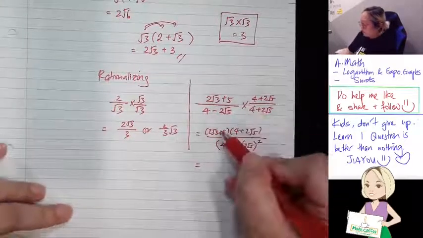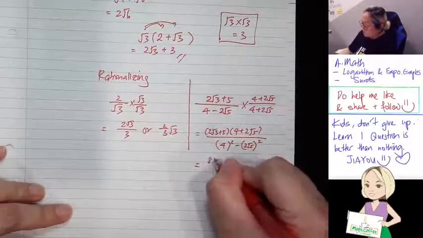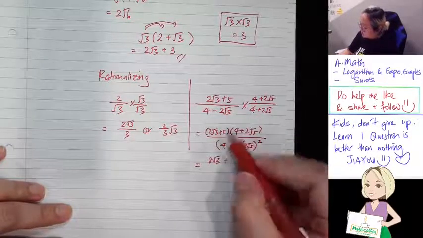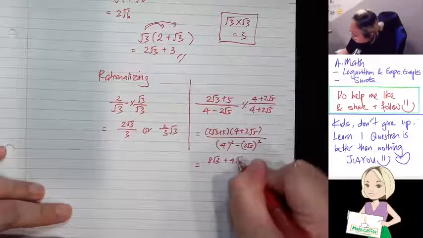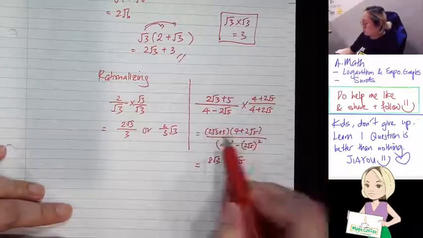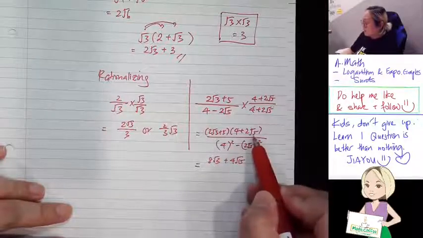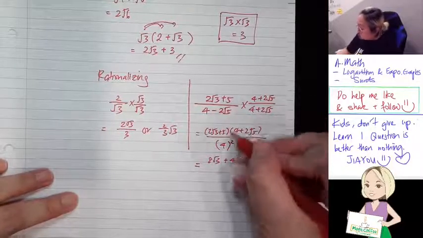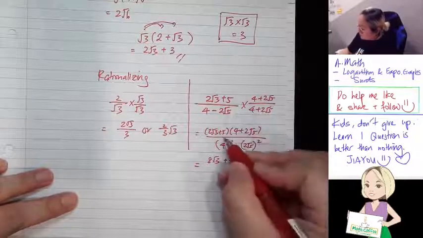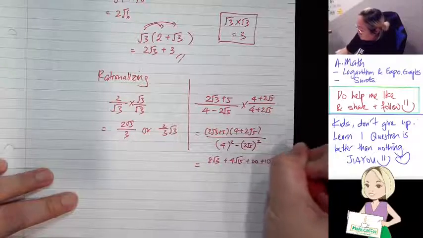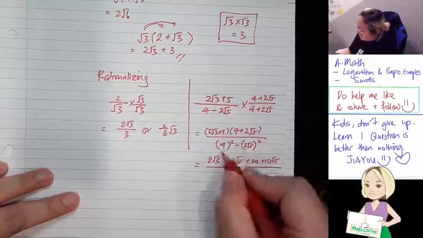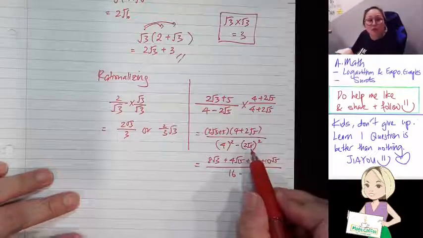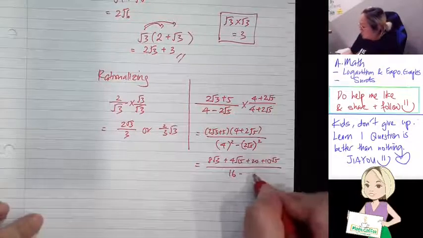Let's multiply. This one times this one is 8 square root 3. This one will become 4 square root 15. Because 2 times 2 is 4. Square root 3 and square root 5, they are different numbers. So it becomes square root 15. Then this one will be plus 20. The last one is plus 10 square root 5. Over 4 square is 16. This one, 2 square root 5 times 2 square root 5 is 4 times 5. So it's 20, minus 20.